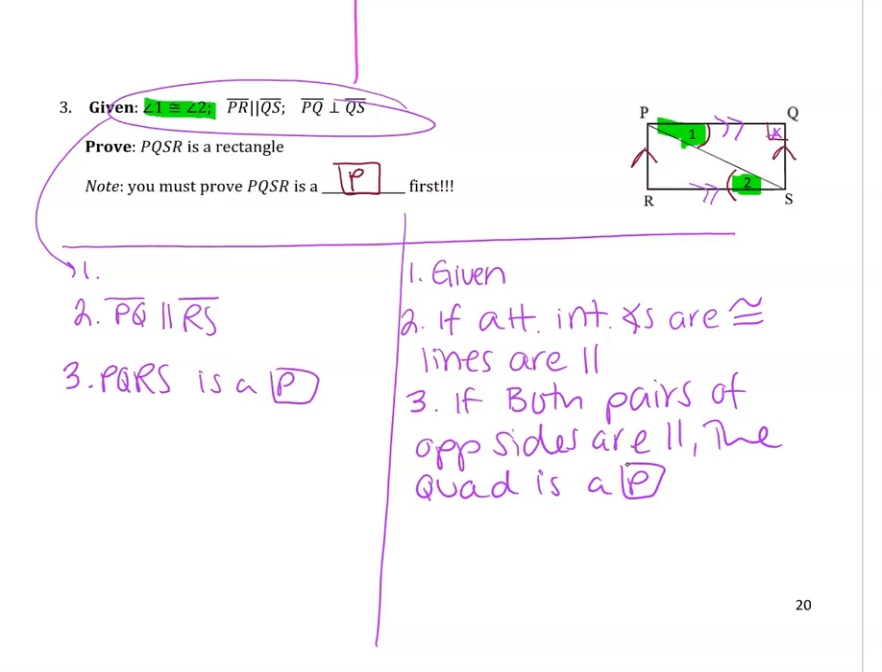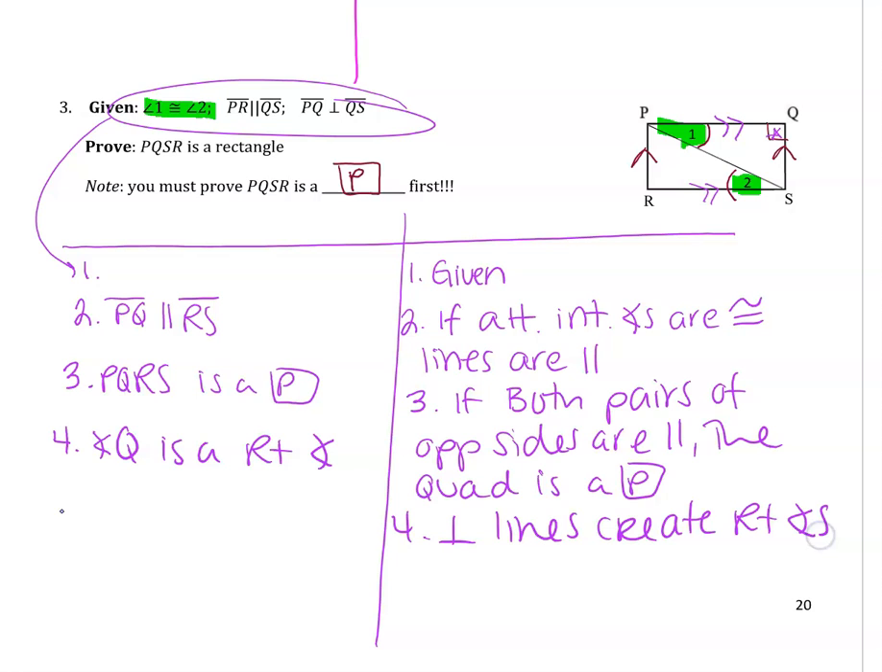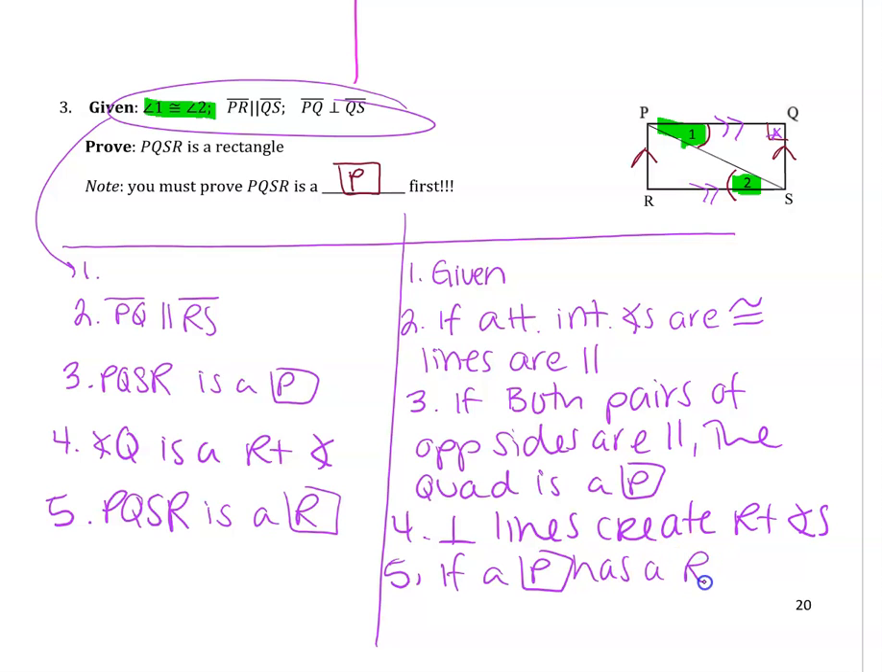Now let's talk about the fact that it's a rectangle. So at step 4, I can say angle Q is a right angle, and that's because perpendicular lines create right angles. And now I can say PQRS. Oops, I'm sorry. I just realized I've been writing this wrong. It's PQSR. We switched these letters. PQSR, I'm going to fix that right here, is a rectangle because if a parallelogram has a right angle, it is a rectangle.